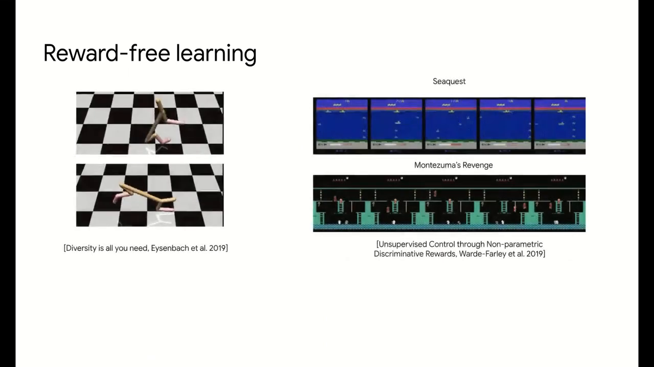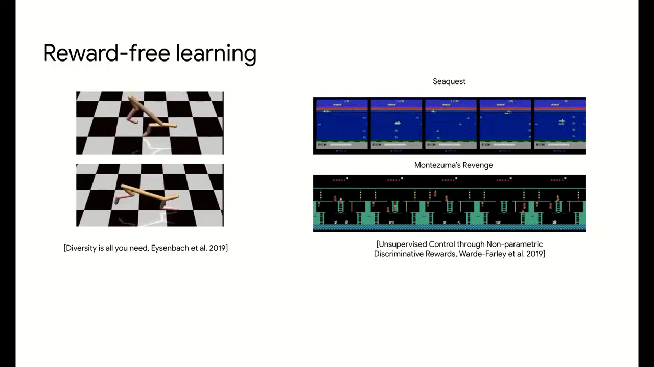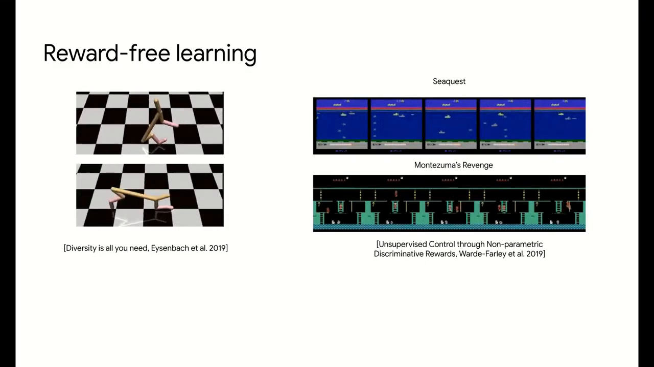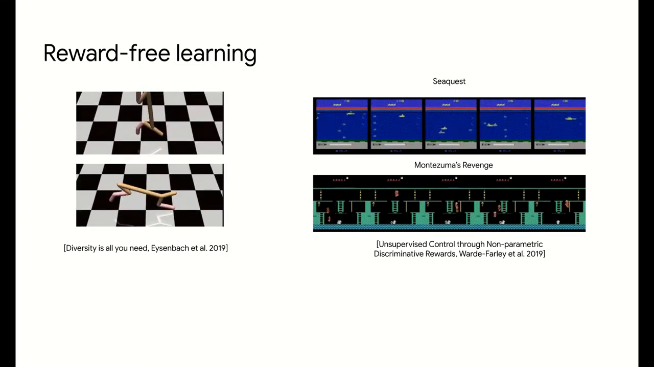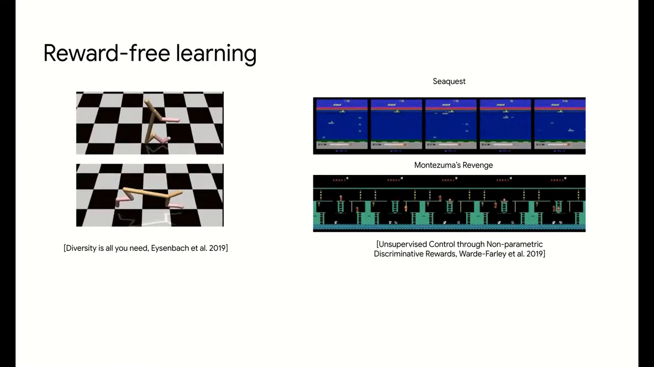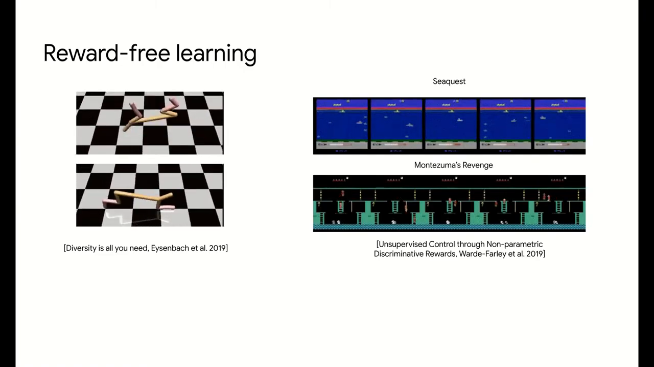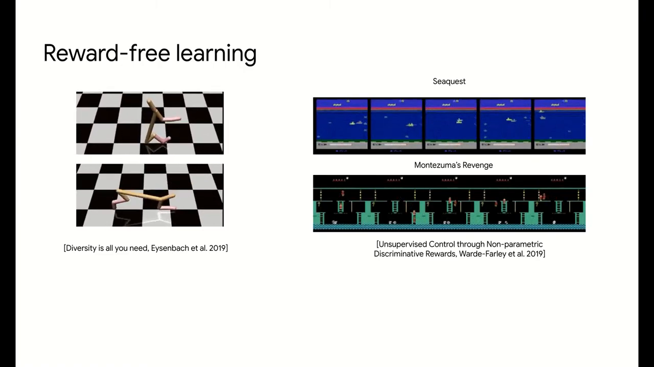A promising approach to generate such new behaviors at scale is the field of unsupervised or reward-free learning. Prior work has shown non-trivial behaviors can be learned without any explicit rewards, both in continuous and discrete control environments. The exciting prospect about unsupervised learning is that it can bypass the problems of reward and task specification while still being able to generate complex behaviors.